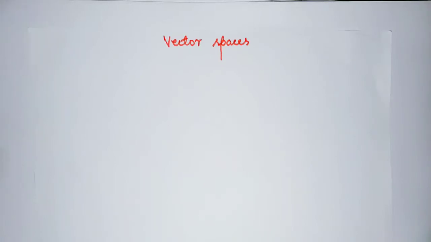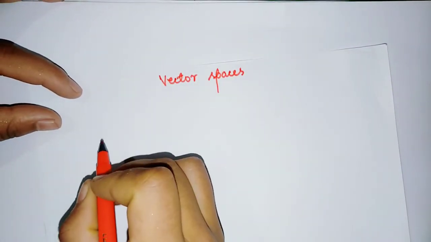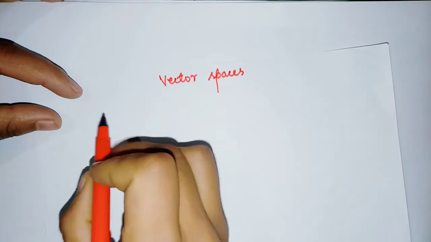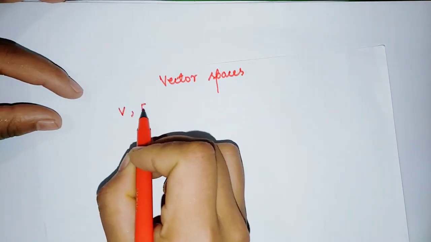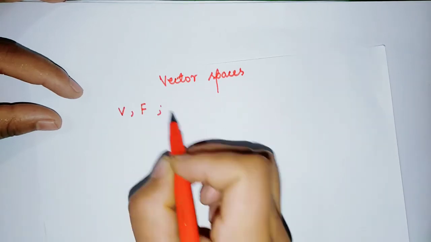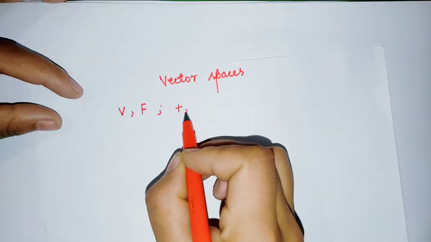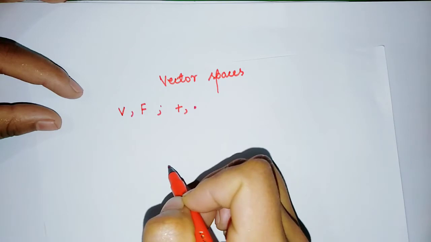In today's video, I'm going to explain about vector spaces. This is just a brief introduction to vector spaces. Suppose we have a non-empty set V and a field F, and we have two binary operations, addition and multiplication.